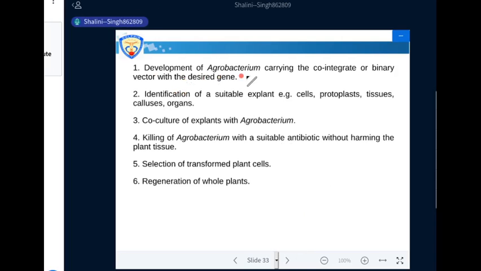So first there is development of Agrobacterium, which is carrying the cointegrate or binary vector with the desired gene. This Agrobacterium is grown in a liquid medium. Then identification of a suitable explant, for example, cells, protoplast, tissues, callus, and organs. Then co-culture of explants with Agrobacterium. Then killing of Agrobacterium with a suitable antibiotic without harming the plant tissue with the help of a bacteriostatic medium. Then selection, and the last procedure is regeneration.